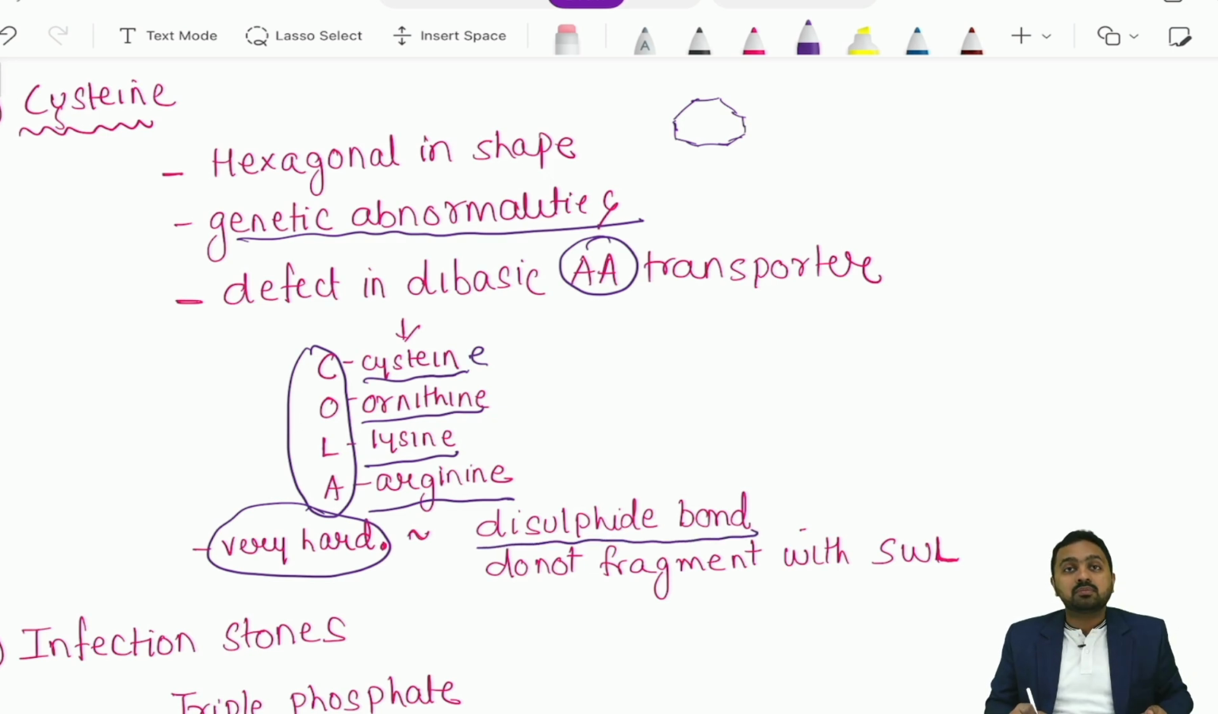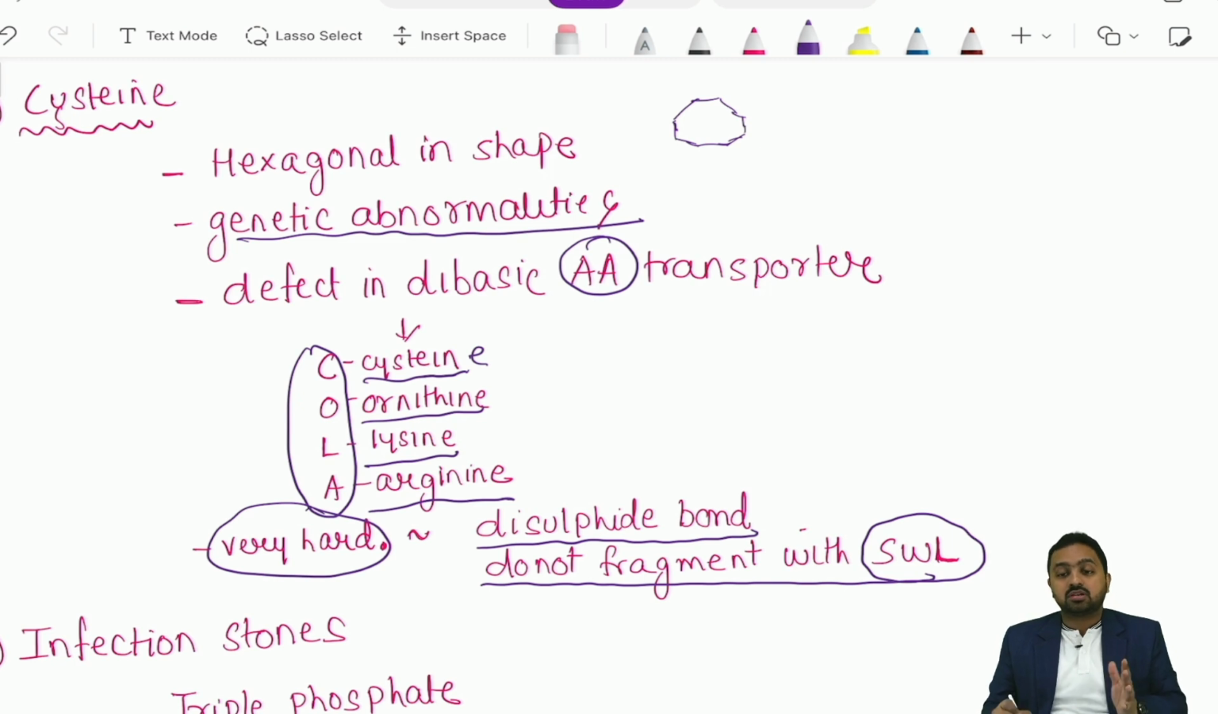And why do we need to remember this? Because they will not easily fragment with your shock wave lithotripsy. So, when reading the management, please remember, if you diagnose the patient and think the patient to be having a cystine stone, an ESWL shall not work on it.